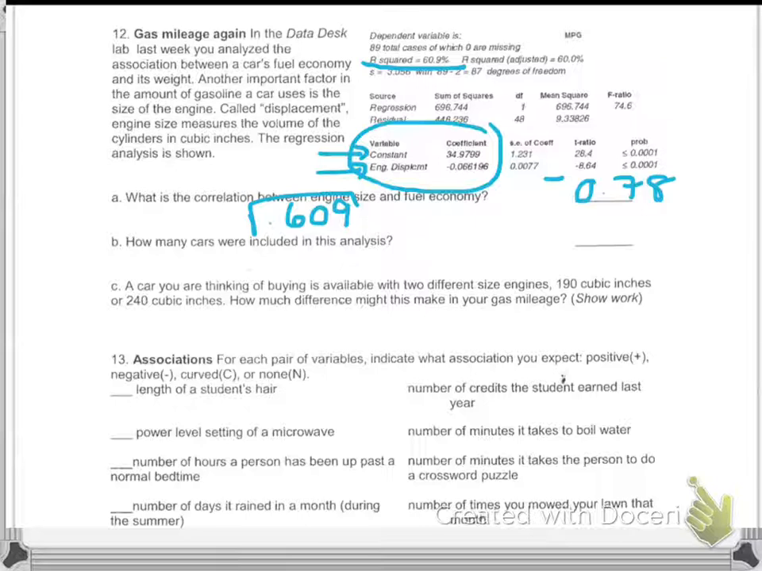Okay, B, how many cars were included in this analysis? Well, they want to know what N is. Look at that. 89. And it says here, a car you're thinking about makes a difference. So hopefully you realize that the equation of the line is going to be, so what is it, in Data Desk, the engine size, the displacement, between a car's fuel economy and its weight.